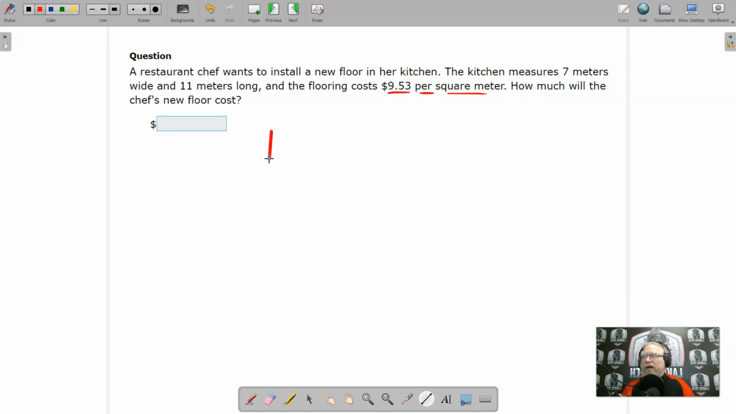If you picture this in your mind, a lot of times with word problems a good thing to do is draw it out. And we know that it is 11 long and 7 wide, so that's going to be, what, 77, right? Multiply the length times the width. Now we need to multiply that 77 times the $9.53. So 77 by 9.53 gives us a total of $733.81.